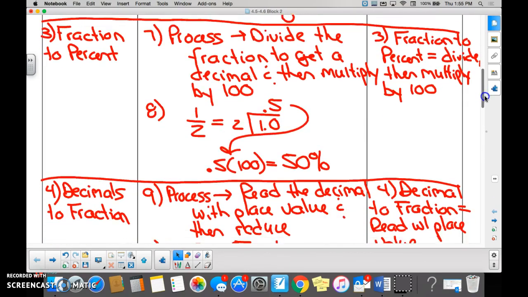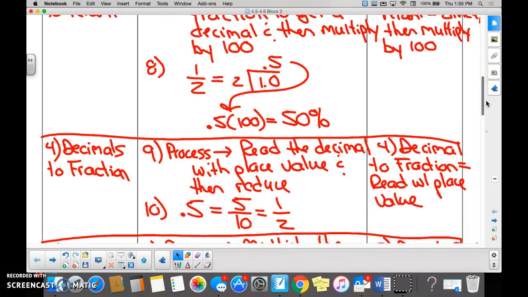Number 4. How do you get from a decimal to a fraction? On the count of 3, this is the process. 1, 2, 3. Read the decimal with place value and reduce. Do you always have to reduce? No. Only if needed.